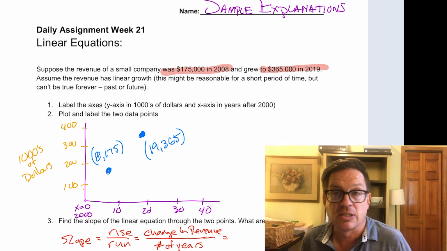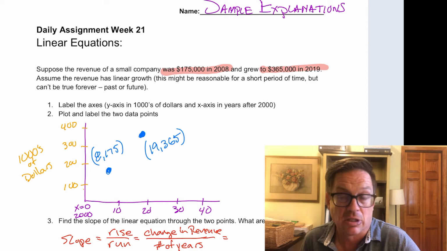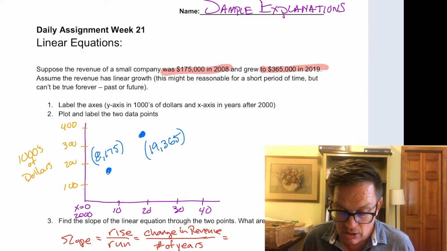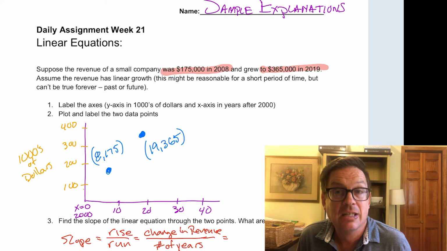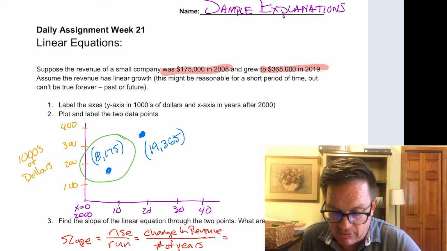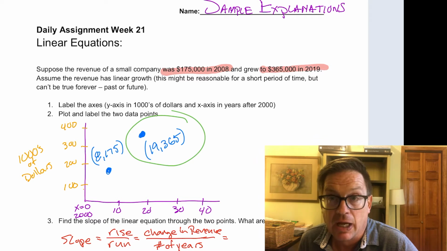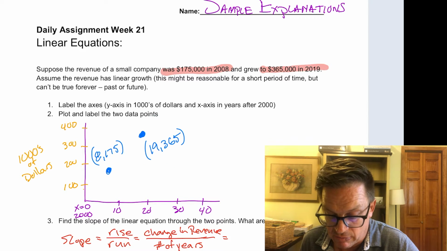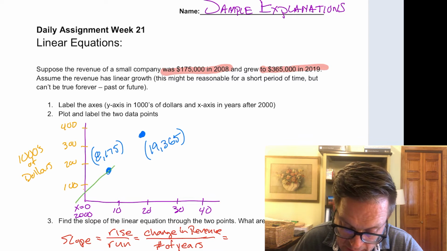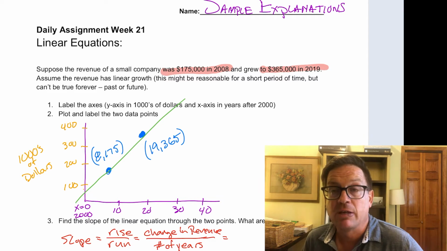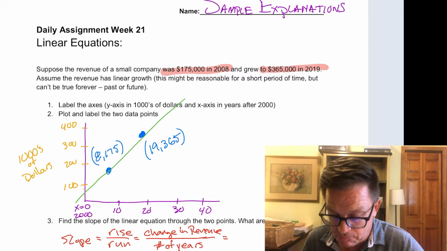My horizontal axis I chose to be the years since 2000. I thought that would be a good starting point for x equals 0 to be the year 2000. So the first point is 8, 175, and the second point is 19 years after 2000 and $365,000 in revenue. So we can plot a nice little linear function that goes through there, and we want to find a model for that line, so we find the slope of that.